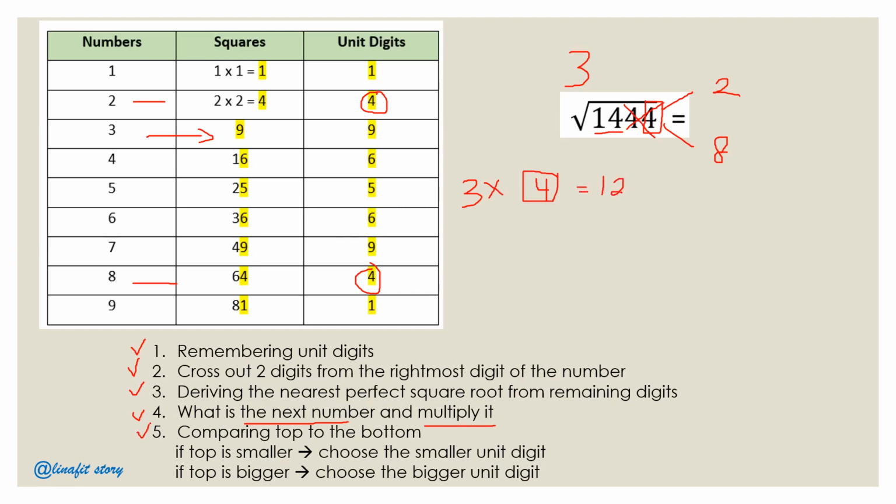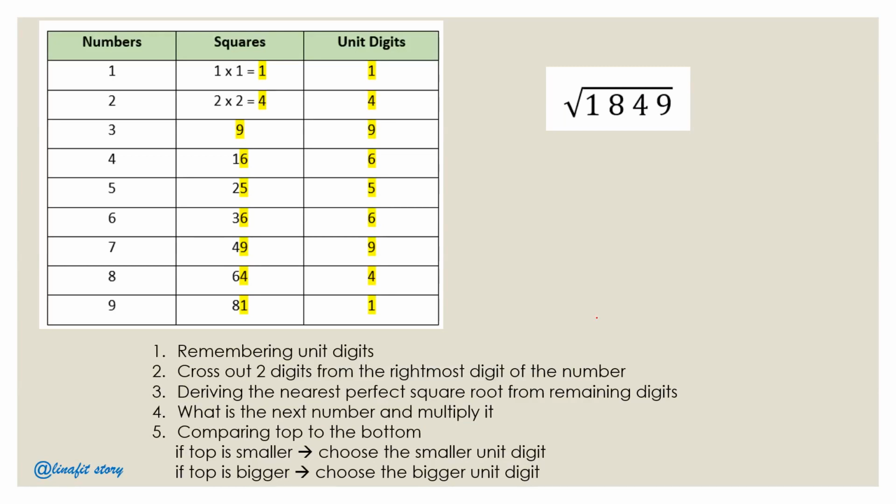Step number 5. Comparing top to the bottom. If top is smaller, choose the smaller unit digit. If top is bigger, choose the bigger unit digit. So we compare between 14 and 12. 14 is bigger than 12. So between 2 and 8, we choose 8. Why? Because 8 is bigger than 2. So the answer is 38.